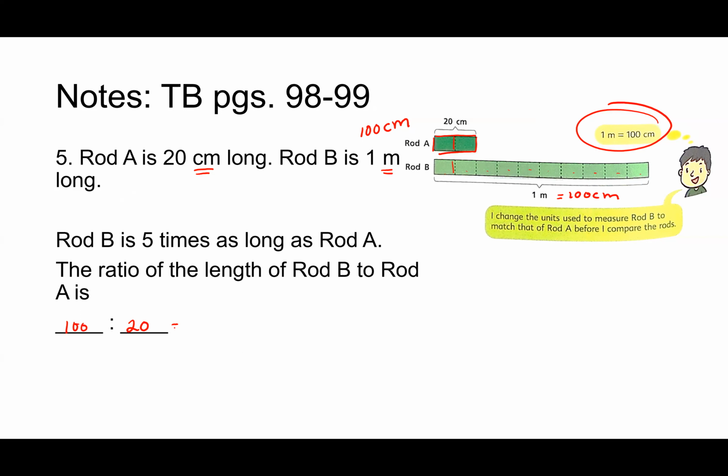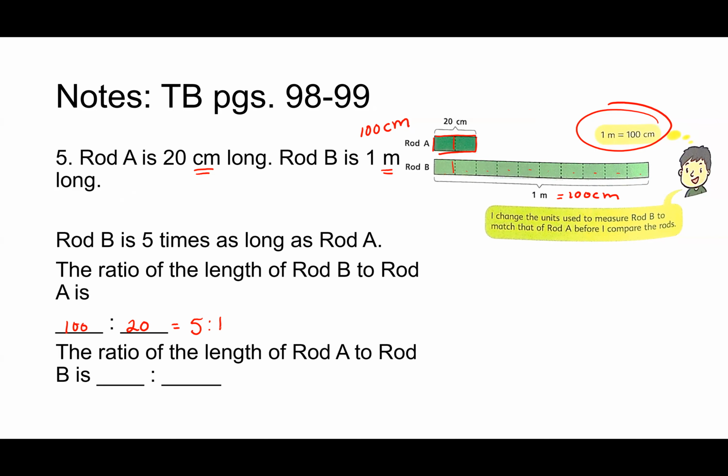So what would we simplify it to? Ashlyn G? 5 to 1, exactly. 5 to 1. Okay, so Ashlyn A, the ratio of the length of rod A to rod B. 1 to 5. Good job. So when we look at this, you guys, what we're doing is we changed the units so that each unit is comprised of 10 centimeters.